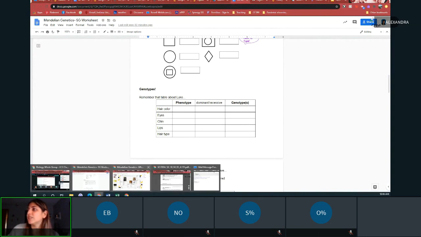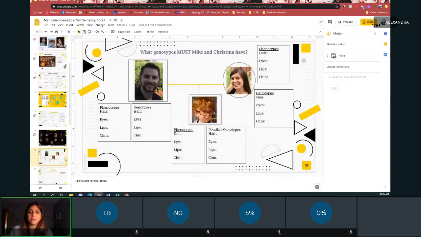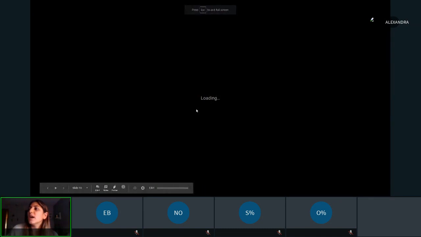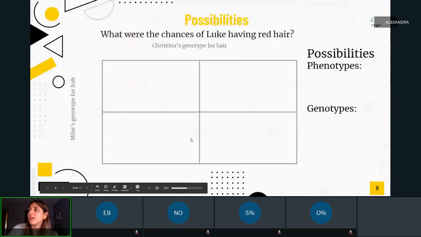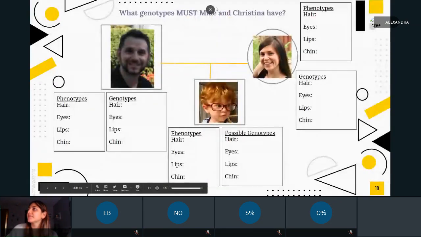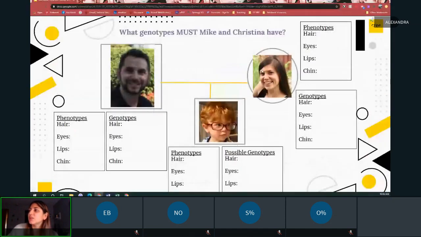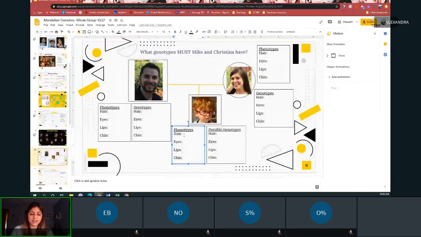So let's go back to our presentation. So remember, what is Luke's hair? Oh, goodness, I keep forgetting I can't type in it. So Luke's hair is red. And was red recessive or dominant? Go ahead and type that in the chat.